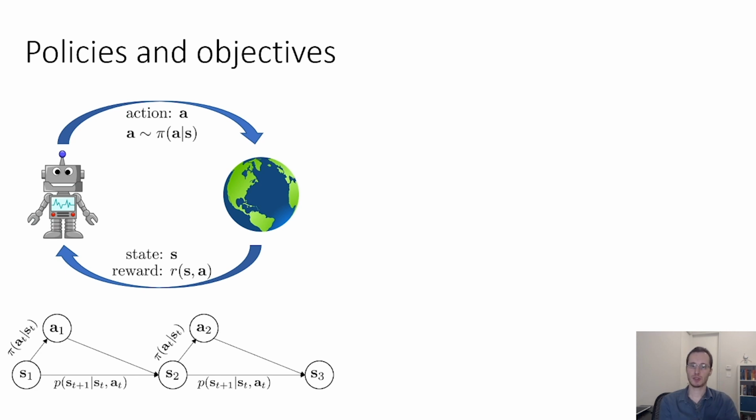The resulting sequential process can be visualized with this graphical model. We have an initial state distribution p(s1), a transition probability p(s_{t+1} | s_t, a_t), which is unknown to the agent, and the policy pi(a_t | s_t). Importantly, the state obeys the Markov property, which means that the future is independent of the past, or put another way, the states and actions together define a Markov chain induced by the policy and the transition probabilities.